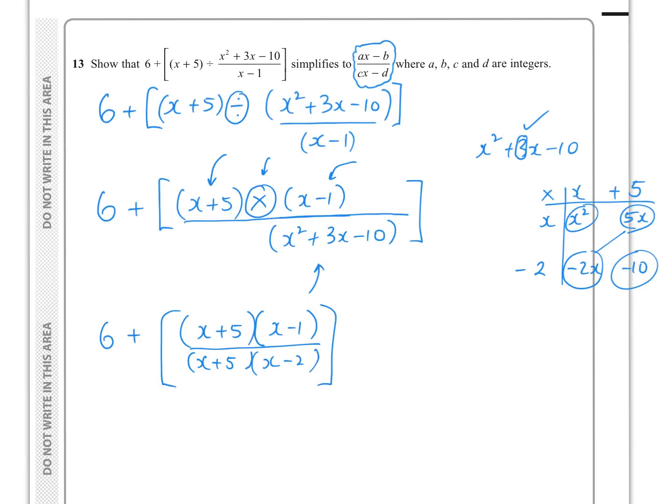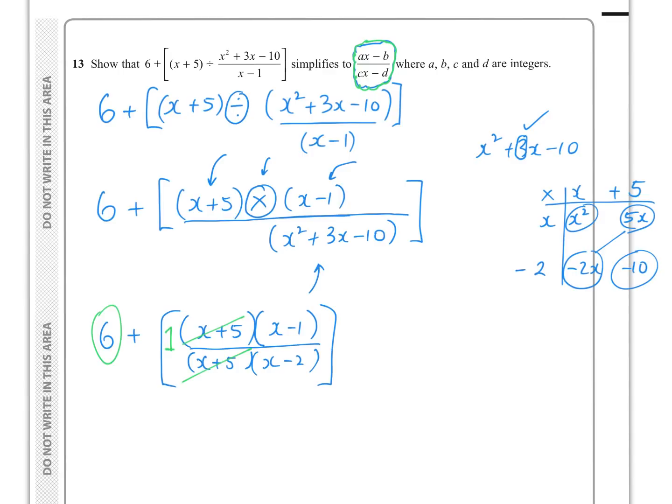So looking carefully at what we have, an x plus 5 here, an x plus 5 here, and x plus 5 divided by itself is just 1. And then I'm just left with here in the bracket x minus 1 over x minus 2. Now I'm going to start looking at here. So it just wants it as one fraction. It doesn't want it as a number plus another fraction.